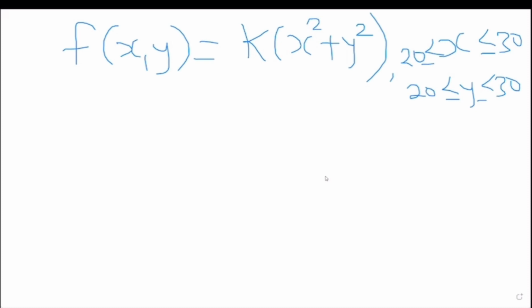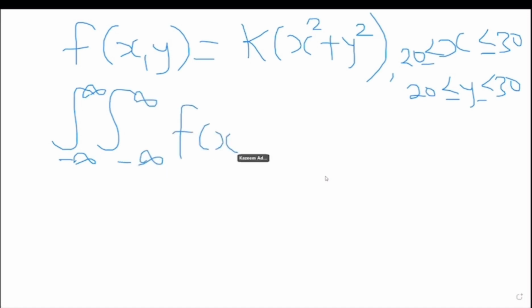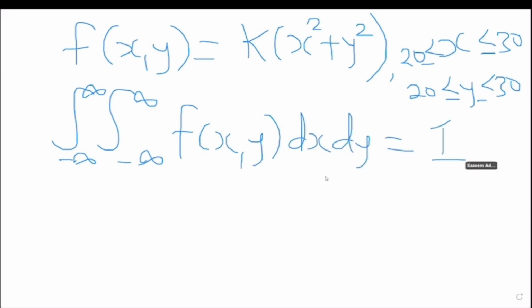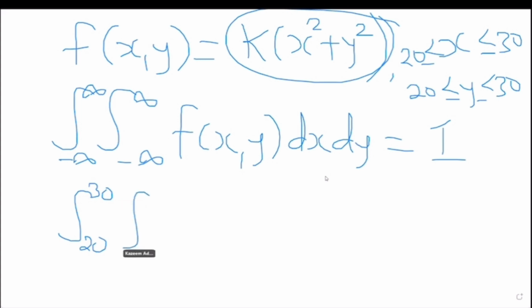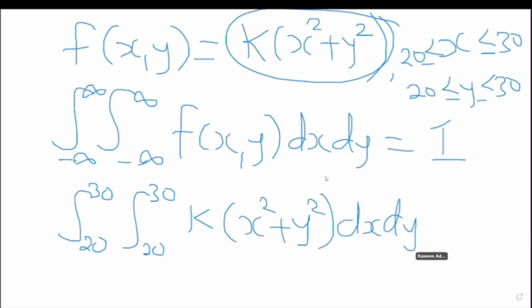So you're going to recall what we've done before: the integral from negative infinity to infinity, negative infinity to infinity, of f of x, y dx dy must be equal to 1. I think you know that, so this must hold. Now I'm going to plug in the f of x, y and use the range. So the integral from 20 to 30, 20 to 30, of k times (x squared plus y squared) dx dy equals 1. I think you're seeing that now.